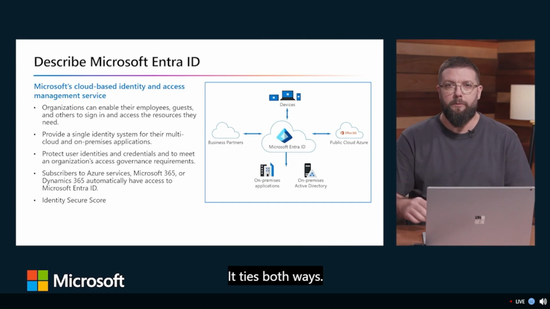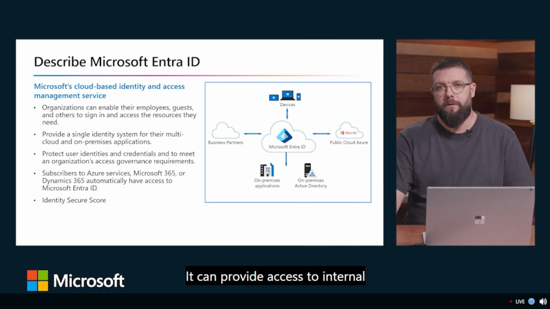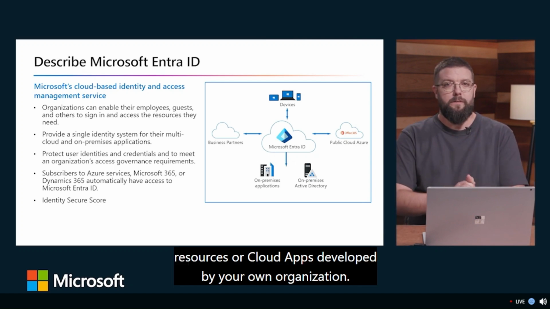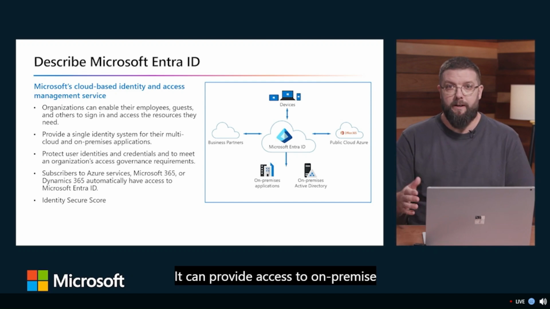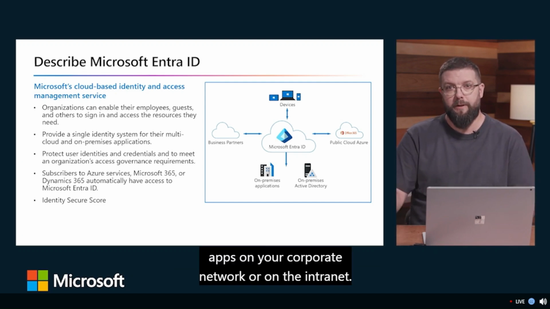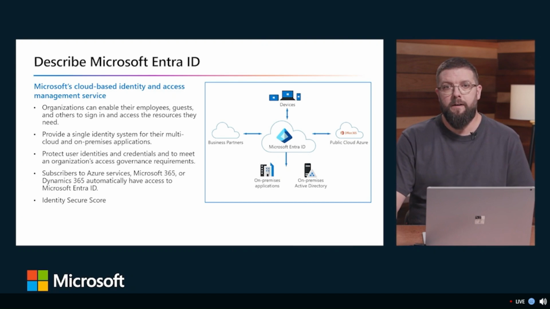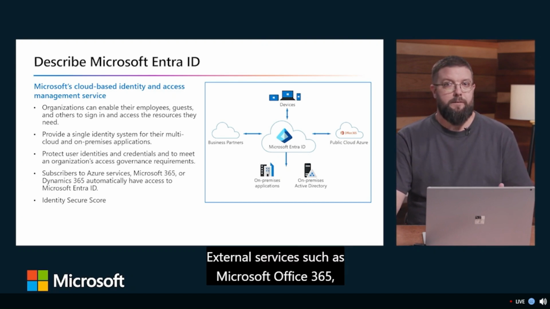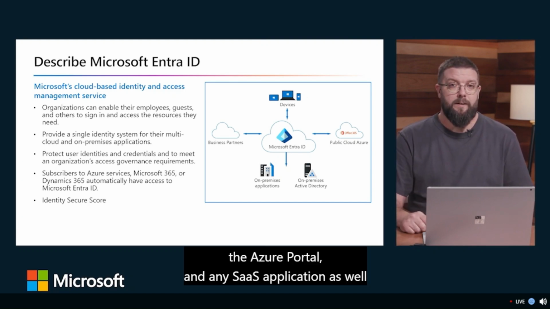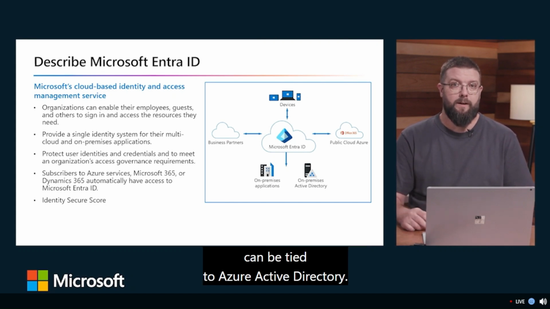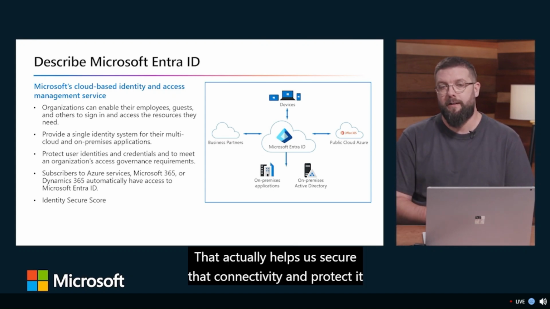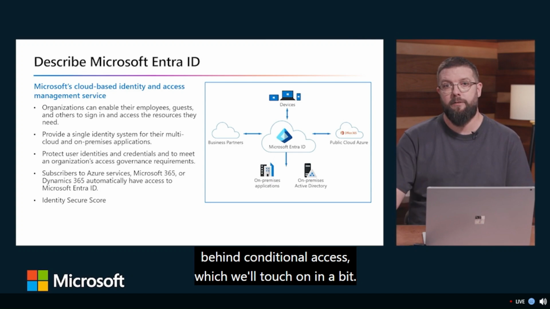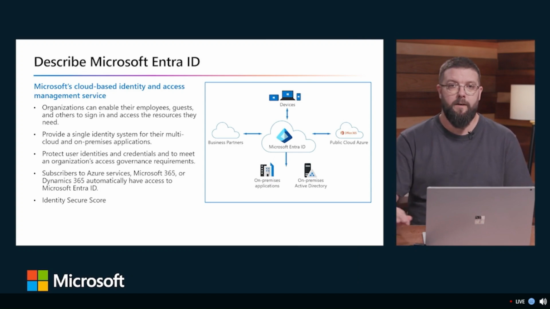It ties both ways. So it can provide access to internal resources or cloud apps developed by your own organization. It can provide access to on-premise apps on your corporate network or on the intranet. So external services such as Microsoft Office 365, the Azure portal, and any SaaS application as well can be tied to Azure Active Directory. And that actually helps us secure that connectivity and protect it behind conditional access, which we'll touch on in a bit.